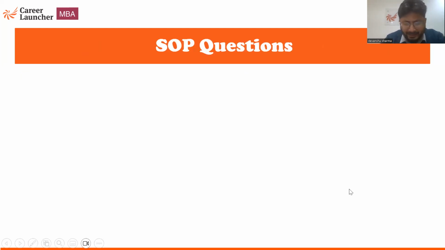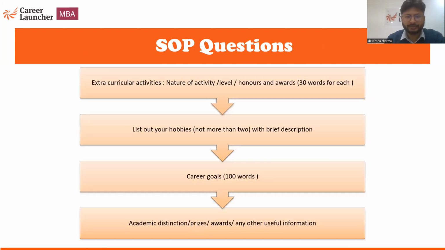Okay. Great. So, what are the questions that are asked in the IIM Calcutta form? These are the four questions. I'll name out the questions. The first one is extracurricular activities. What is the nature of activity? The level at which you were involved, the honors and awards that you have got for that particular activity, and 30 words for each. For each activity, around 30 words should be there.